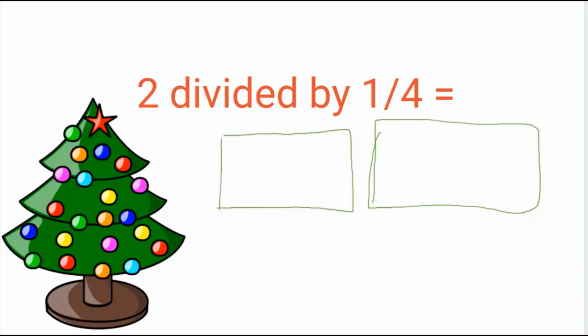The next step is to look at the denominator. The denominator is 4, so we are going to divide or break apart both of the rectangles into 4 parts. So let's do that.